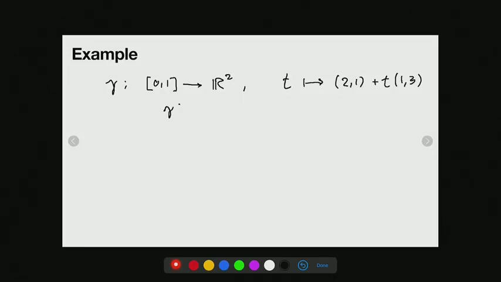So in other words, to be super explicit, gamma(t) takes the sum of these two: gamma(t) equals 2 plus t in the first component, and 1 plus 3t in the second component. Taking now the derivatives in each component in t, we get very easily the corresponding formula for the tangent vector. The tangent vector is just (1, 3).